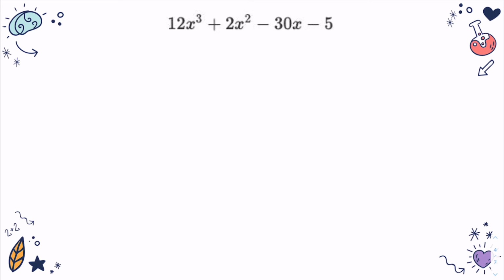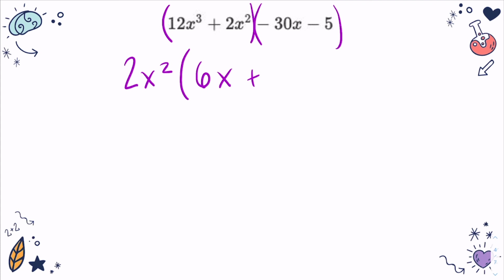All right, so here we have our first group and then our second group, making sure that we don't cut off that sign. That's a really important sign. All right, so the GCF of that first group is 2x squared. Factoring that out, we're left with 6x plus 1. Give you a second to check that.